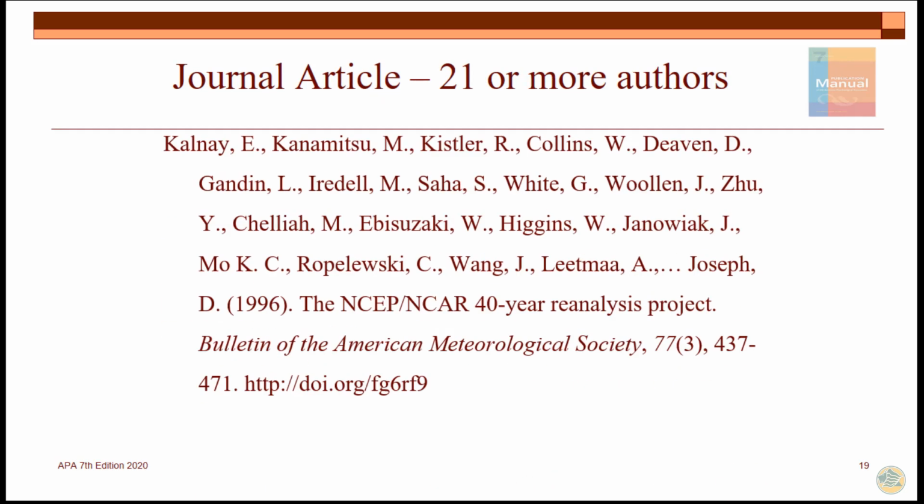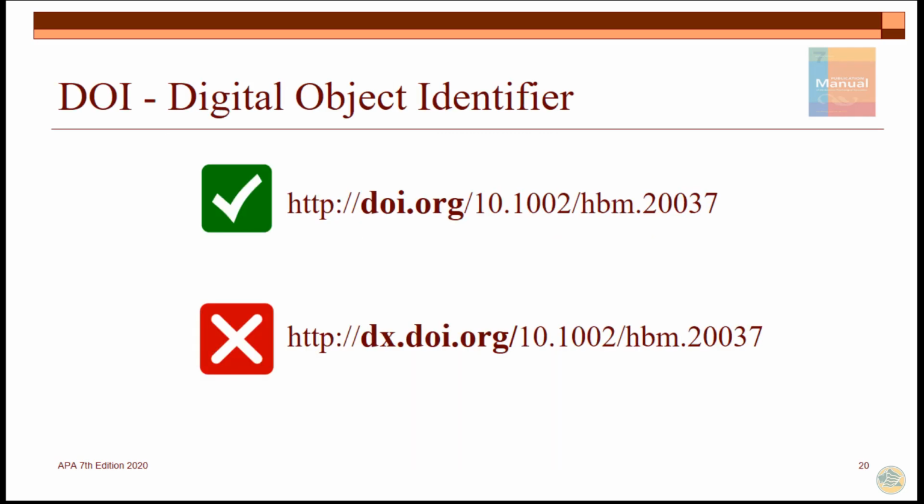Journal articles with 21 or more authors are lots of fun. When there are 21 or more authors, include the first 19 authors' names. Then insert an ellipsis, which is 3 periods, and then add the final author's name. The parenthetical citation is Kalnay et al. Notice the period and then comma after al., 1996.